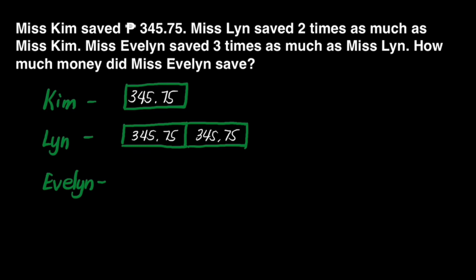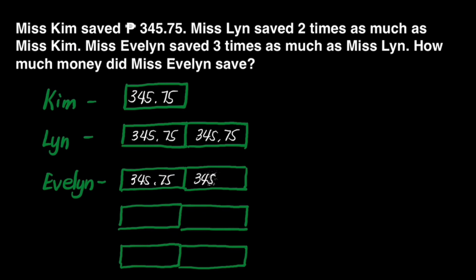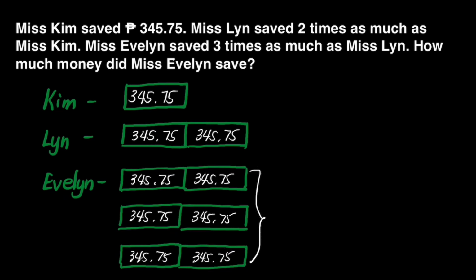For Miss Evelyn, we have to draw 6 boxes with 345 pesos and 75 centavos in each box. Why is that so? Because based on our given, she saved 3 times as much as Miss Lynn. So we really need to make sure that we interpret the problem properly. And we're looking for the total money Miss Evelyn saved.